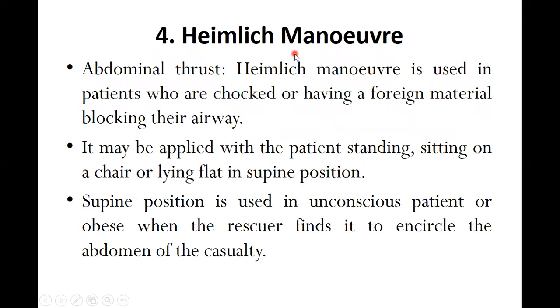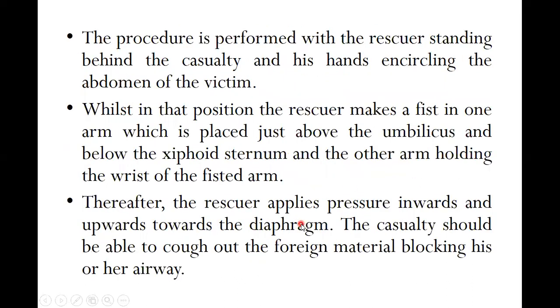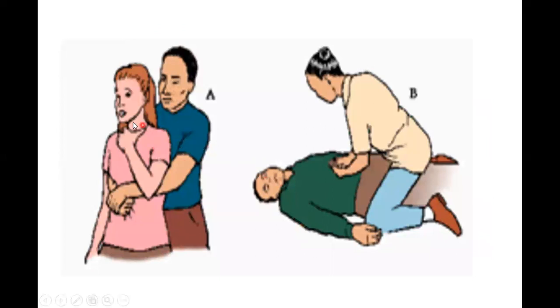Okay. There's also what is known as the Heimlich Manoeuvre to try and keep the airway patent. The Heimlich Manoeuvre involves an abdominal thrust. This one, we also call it abdominal thrust. It is used when a patient is choking or has a foreign material blocking the airway. It may be applied with the patient standing, sitting on a chair, or lying flat in supine position. The supine position is only used for patients that are unconscious. Here is the Heimlich Manoeuvre.